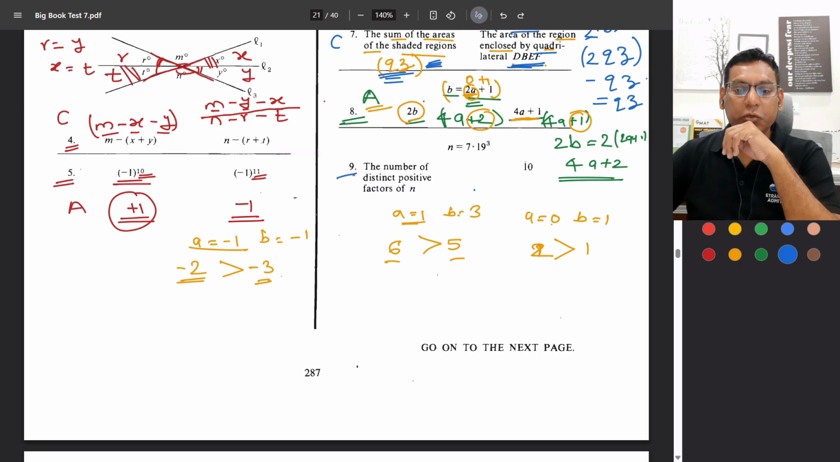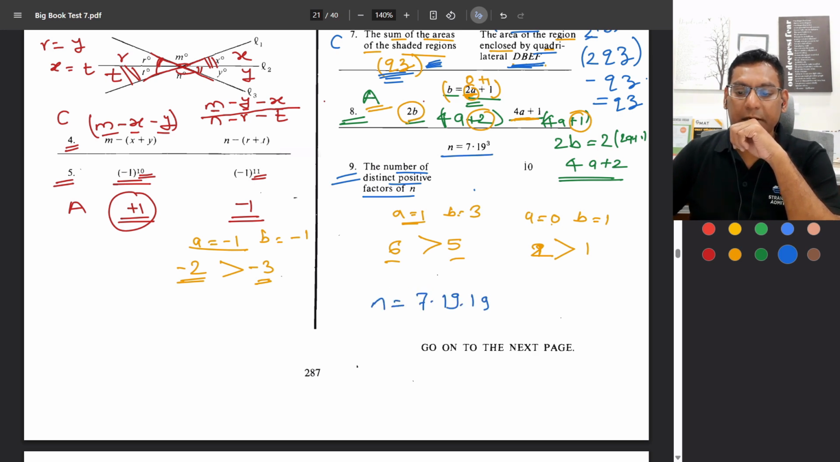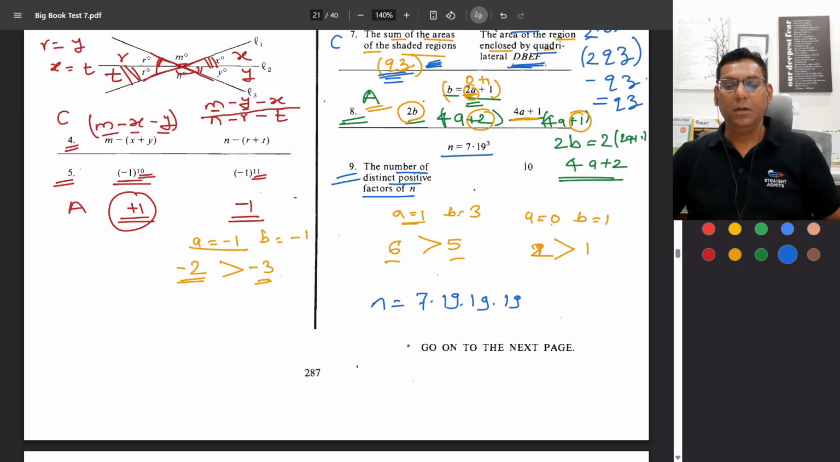Okay, let's look at question 9. The number of distinct positive factors of n. So what is n? N is equal to 7 into 19 into 19 into 19. How many factors do I have?